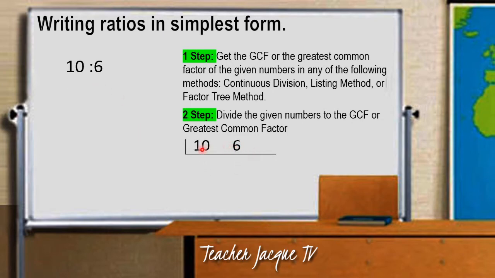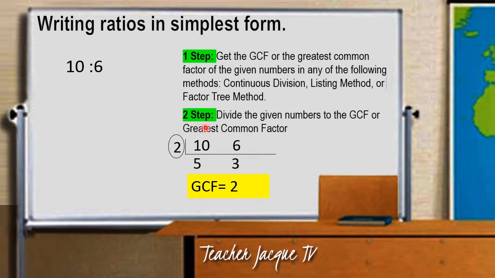So we have here 10 and 6. Ano ang kanilang common factor? Tama, gagamit tayo ng divisor na 2. So 10 divided by 2 is equals to 5. 6 divided by 2 is equals to 3. So 5 and 3 are both prime numbers. So we're done. Ang ating GCF ngayon ay 2.